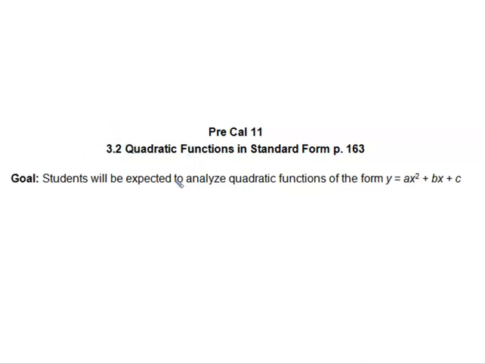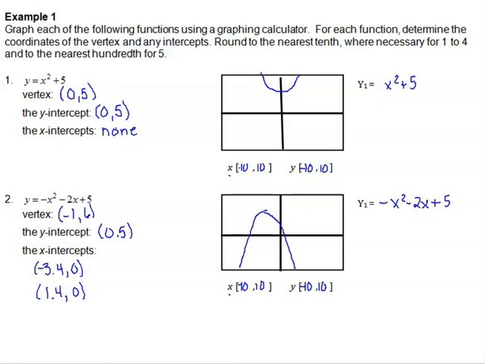Chapter 3.2, we're looking at quadratic functions in standard form. So again, that standard form is ax squared plus bx plus c. This one is asking you to graph each of the functions using your graphing calculator, determine the coordinates of the vertex, the intercepts, round to the nearest tenth where necessary.